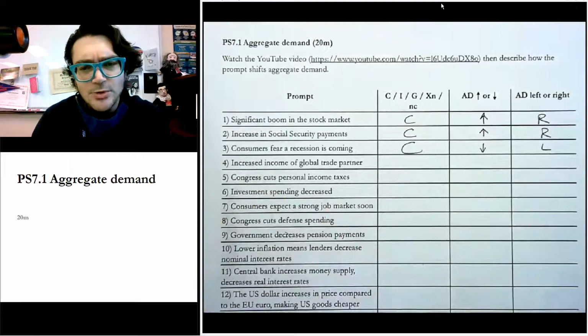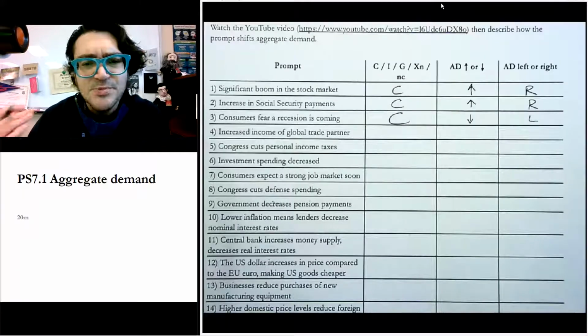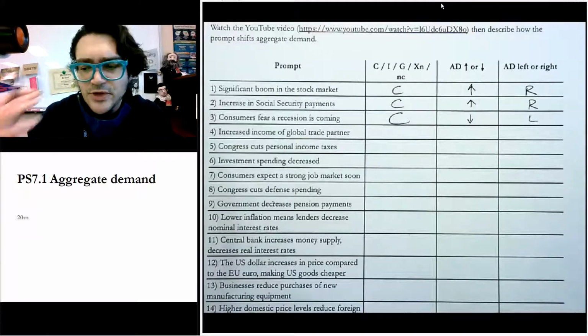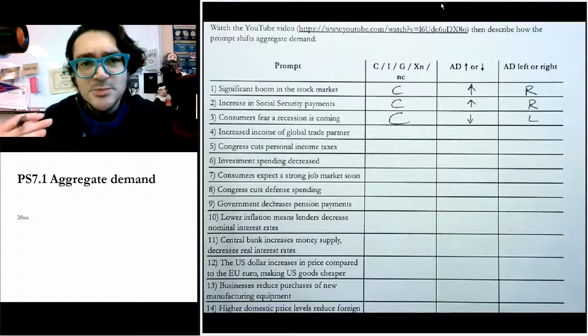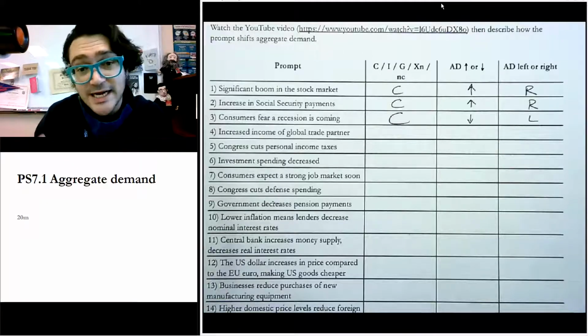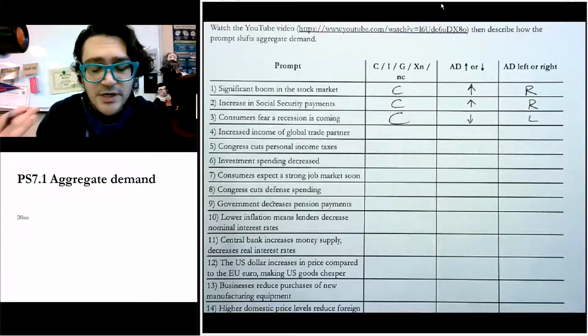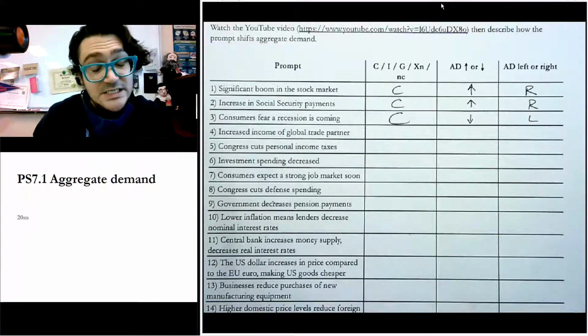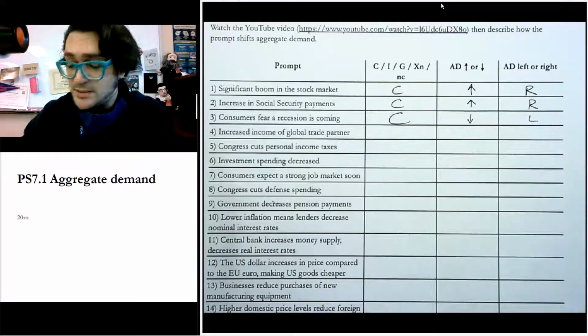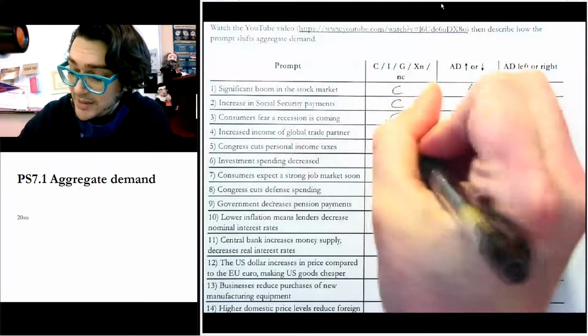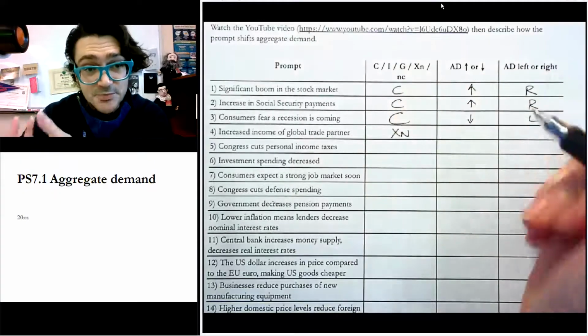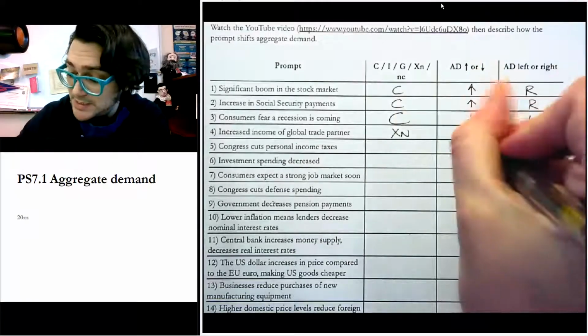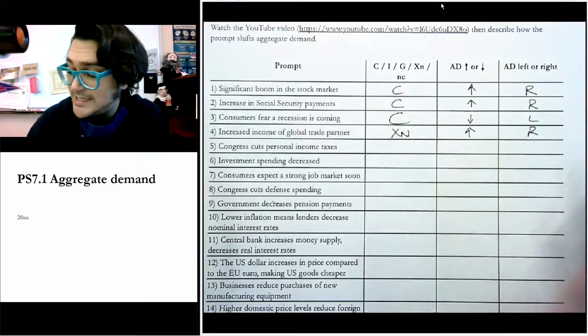Increased income of a global trade partner. And so this would be if the EU is getting really wealthy and it's doing really well and prosperous, they're going to buy more goods and services from all countries, including the United States, right? In any trade partner, you think about they're buying something, and so now they're going to buy more of it. So we would say this is an XN, and it's going to increase our exports to that trade partner. So we would say it's an increase in aggregate demand to the right.